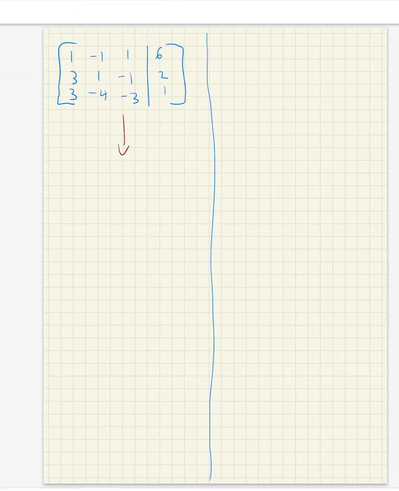Okay, so the first move I'm going to make is I'm going to take row 2 and subtract row 3 from it. And this will give me this matrix.